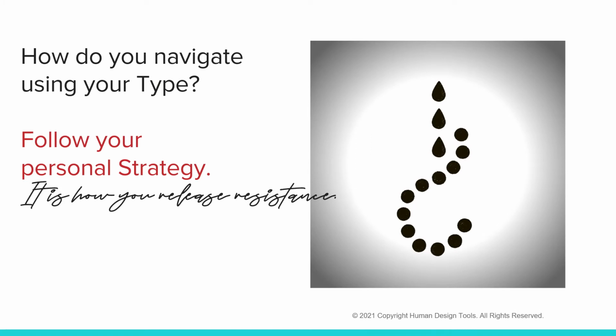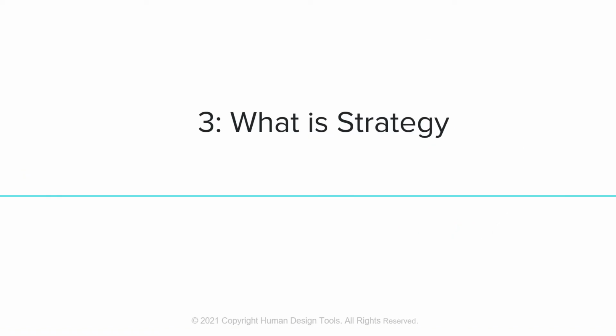So how do you navigate life using your type? So this is where the strategy that I was talking about comes in. It's all about following your personal strategy for your type, and this is how you release the resistance. So what is your human design strategy? Well, I can tell you that the highest expression of the potential in your human design chart will not be fulfilled if you are not living out and following the strategy for your type.